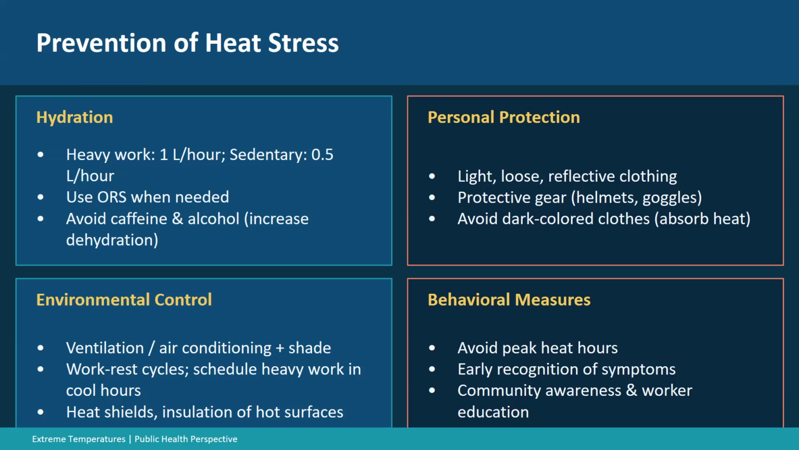Then personal protection should be used, like light, loose, reflective clothing and protective gear like helmets and goggles. Avoid dark colored clothing, which absorbs heat. The environmental control includes ventilation and air conditioning plus use of shade, work-rest cycles, scheduling heavy work in cool hours, heat shields, and insulation of hot surfaces. This can all be done. Then we have behavioral measures: avoid the peak heat hours, early recognition of symptoms, community awareness, and worker education.